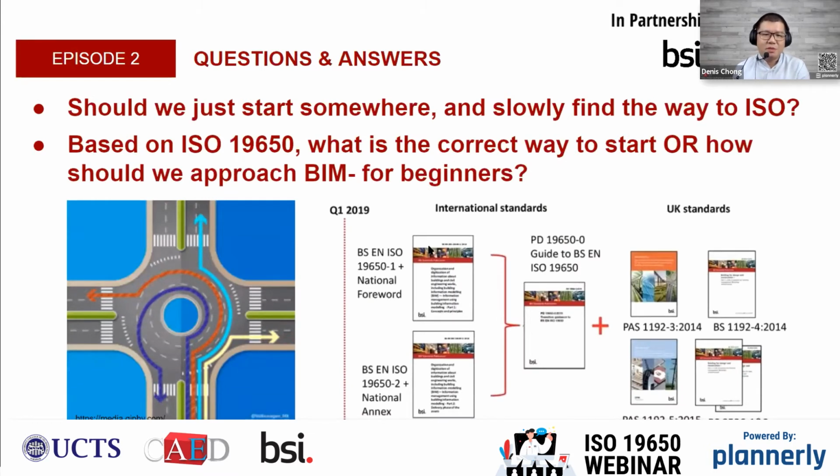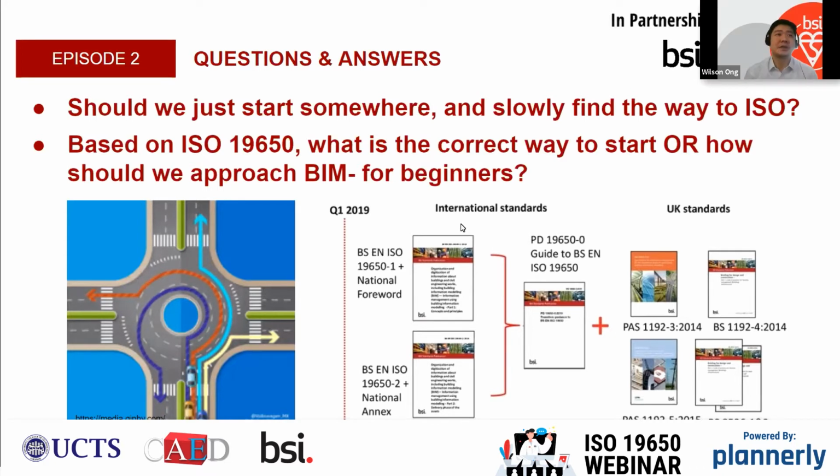Should we start somewhere, especially for beginners who just want to know how to start and what it's all about? Should we start somewhere and slowly find our way to ISO, or should we learn the ISO first, see what it's all about, and then decide whether we should jump in or not? So how should we start BIM, or rather, how should we find our way towards ISO?